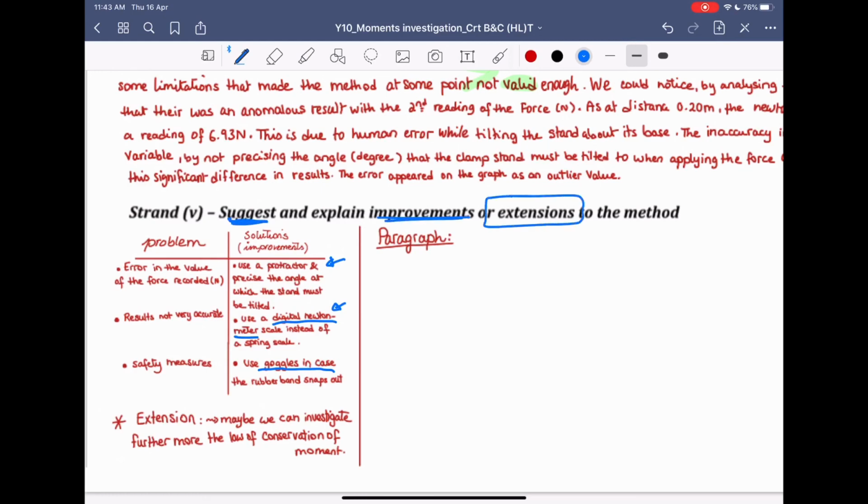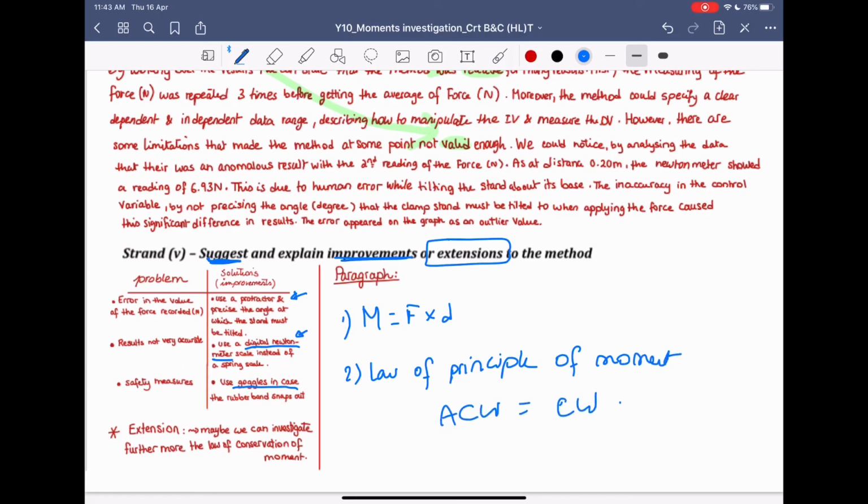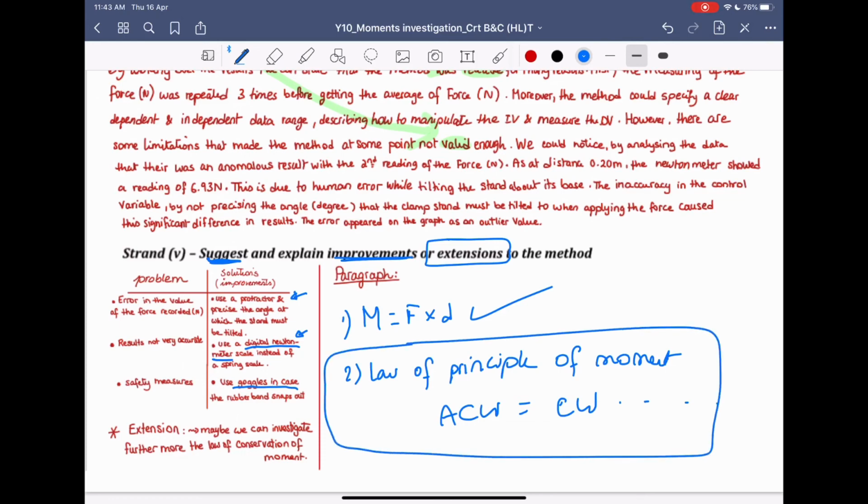I need now to suggest an extension. Well, since this is related to moment, the things that we know about moment is that we have the formula, and second thing, we know the law or principle of moment, which is clockwise and anti-clockwise moment, etc. So if we investigated this, an extension for my investigation is to what? To maybe we can investigate this law. Okay? In order to see the law of conservation of moment. That's all.